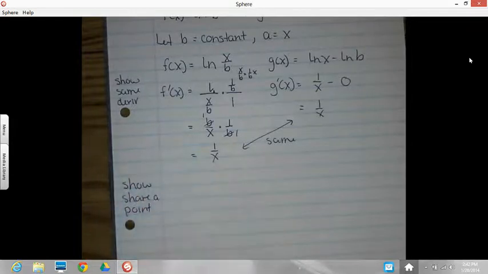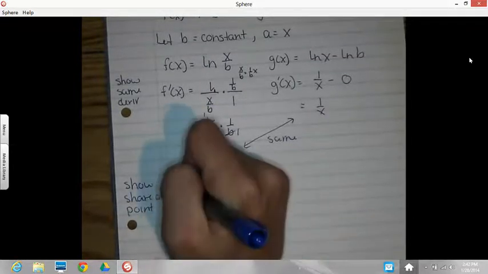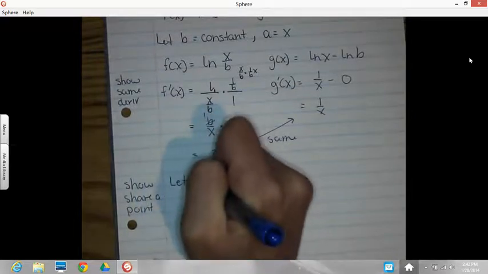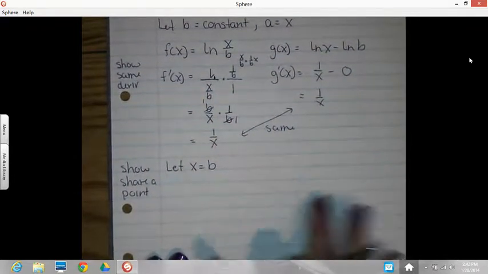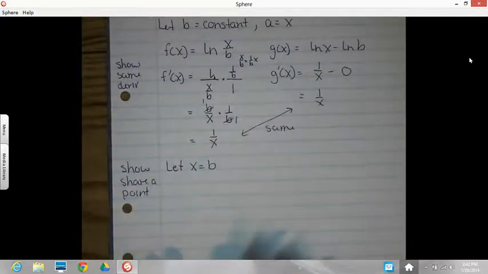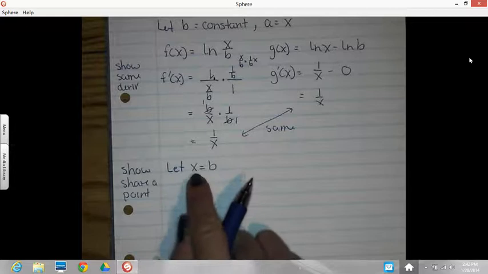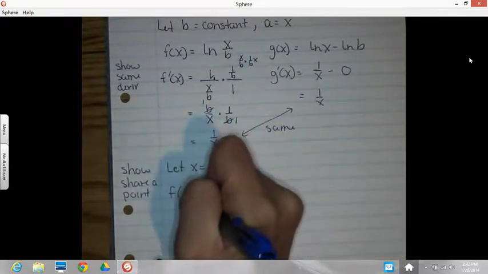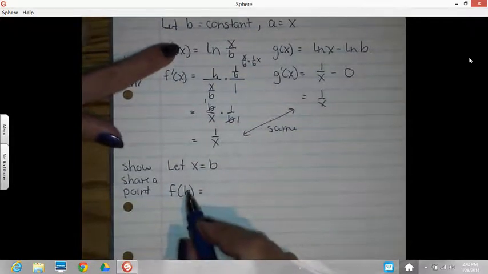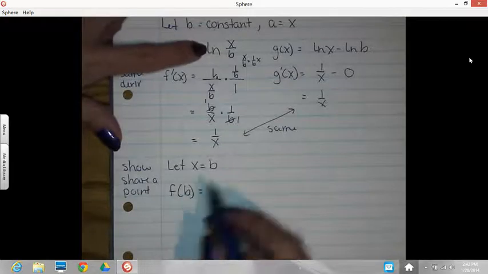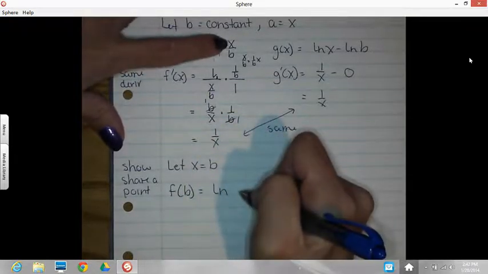On the first one, we let x equal 1. Here, the trick to showing that they have the same point is to let x equal b. How do you know this? Mathematicians know where it's going, they can see it. You've just got to memorize it. So we want to do f of b. So go back to the original f of x and substitute in for x, you're going to put in a b. So it becomes the natural log of b over b.